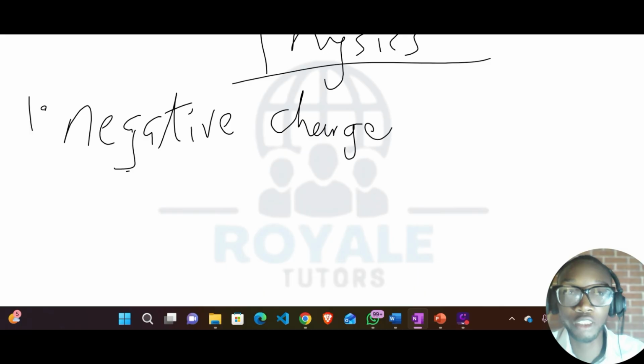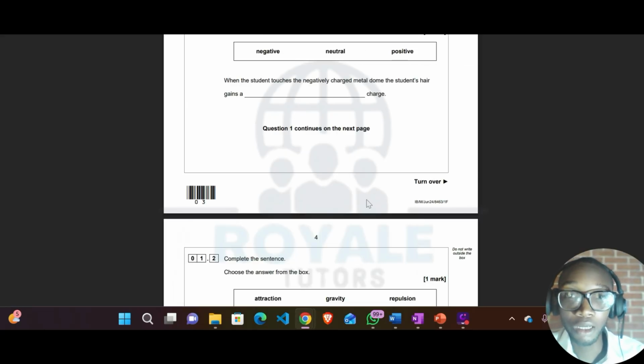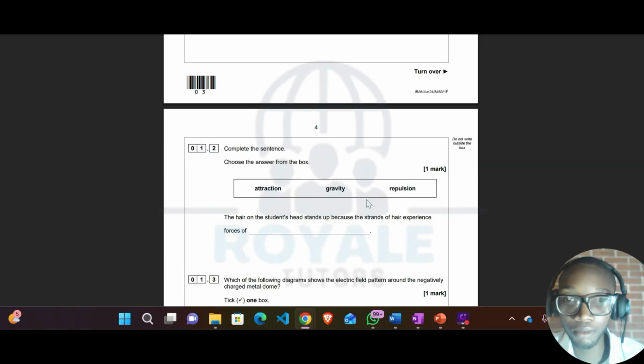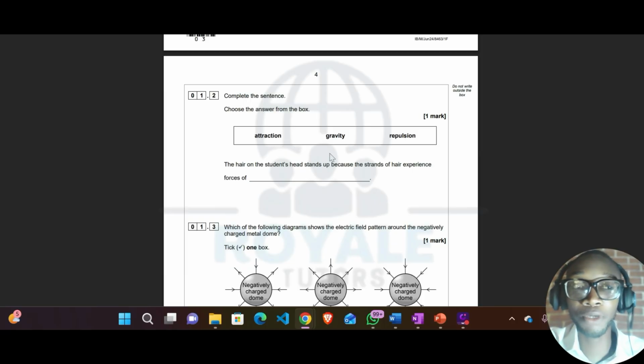I'm going to be switching between the board and my screen when I have to do some calculations, or maybe make some drawings or some explanations. Now the next question says choose the answer from the box. So practically in this part of the questions, we're just supposed to pick the most correct answer from all the options that are inside the box.